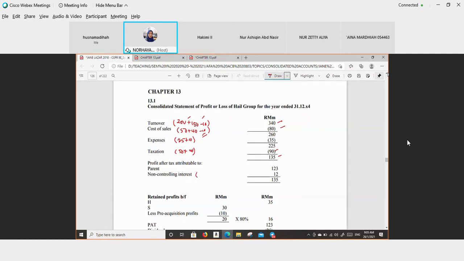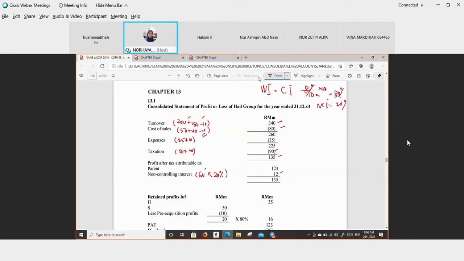Profit for the year sway, 60,000. Times 20% non-controlling interest. Saya lupa nak bagi tahu. As usual, you must first determine the controlling interest. Controlling interest whereby 8 out of 10 million, isn't it? 100%, so jadi 80%. So meaning the non-controlling interest will be 20%.